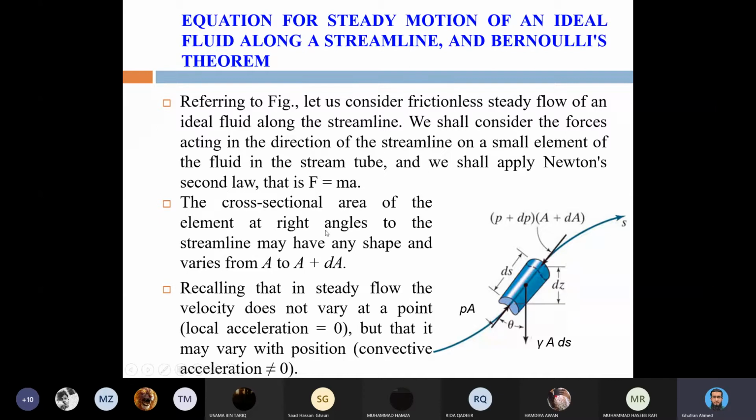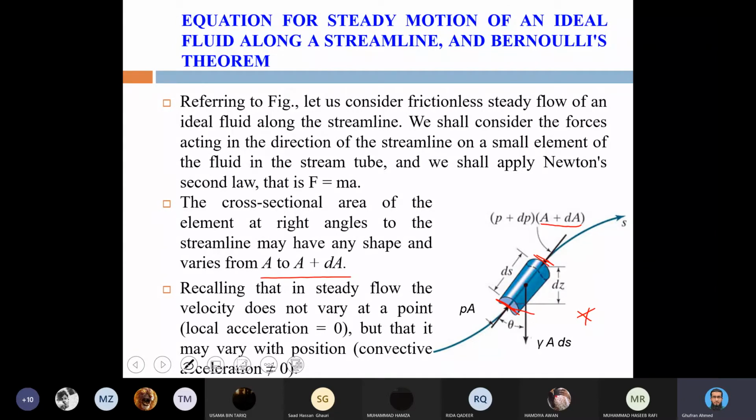The cross-sectional area of the element at right angle to the streamline may have any shape and varies from A to A plus dA. So at this point, the area is A, and at the end of this fluid element, the area is A plus change in area. Okay, it can be positive or negative depending upon the situation.